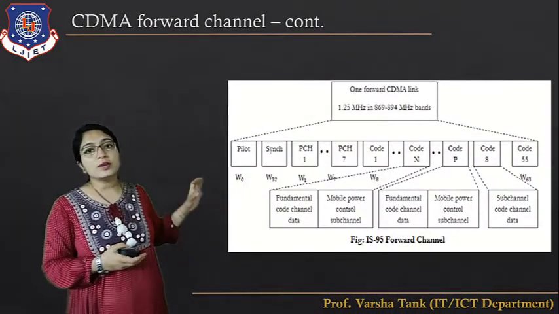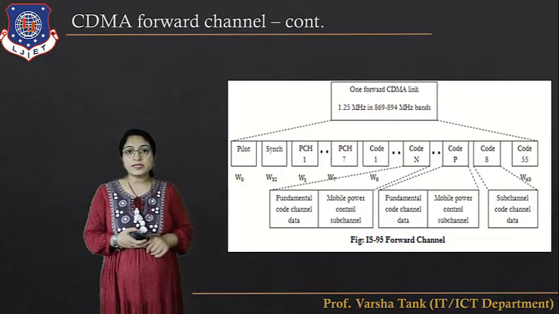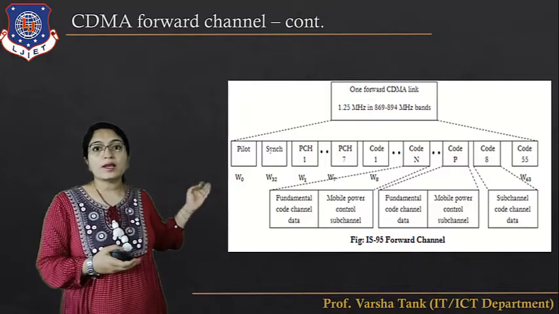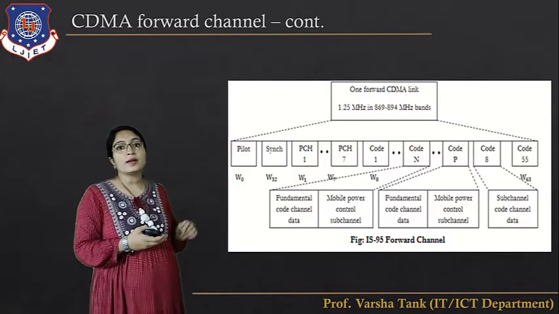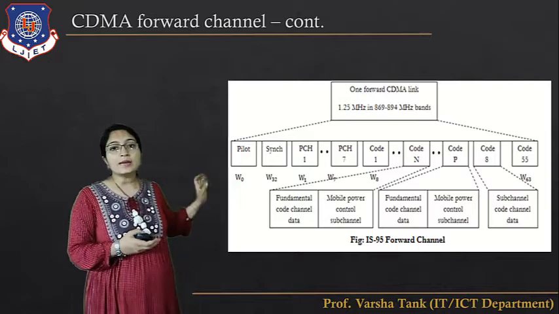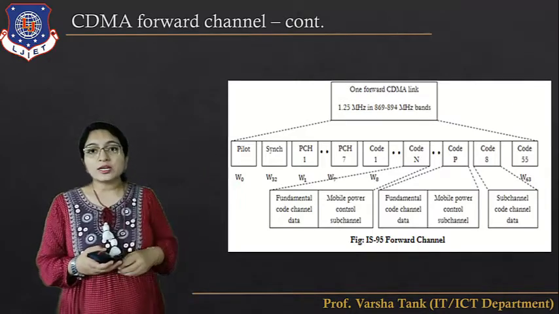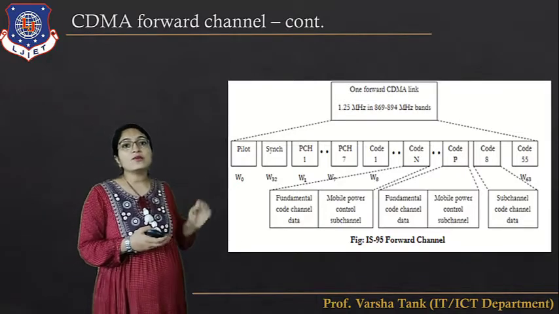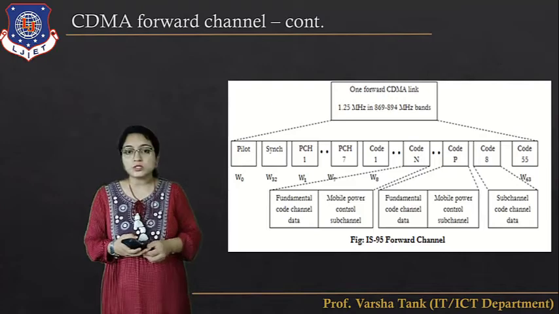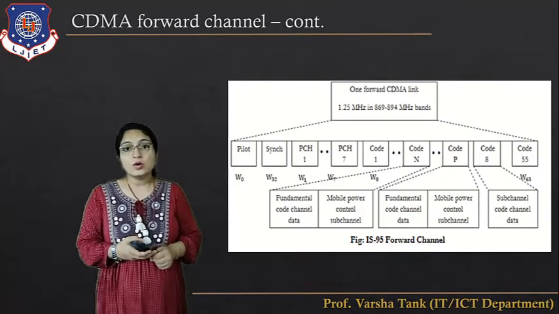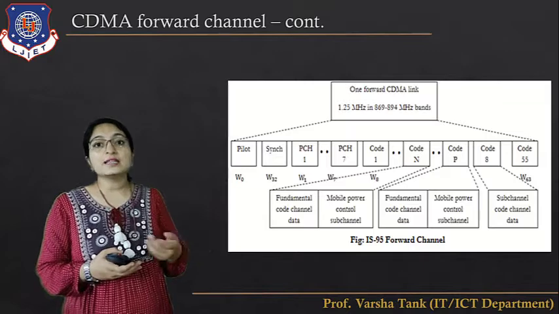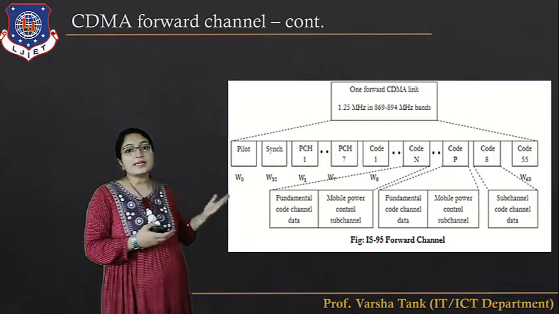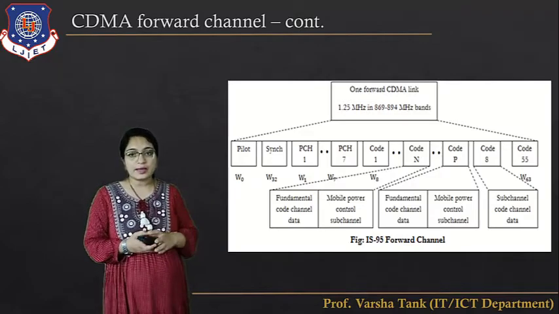Now here you can see the figure for the CDMA channel. That is the forward channel. Here one forward CDMA link is 1.25 megahertz within the 869 to 894 megahertz band. Different types of channels are there: the pilot channel, the synchronization channel, and a number of other channels, and for each channel we have a different Walsh code to define it. Here the fundamental channel is there, and the mobile power control channel is there. So these are the different IS-95, or you can say CDMA, channels.